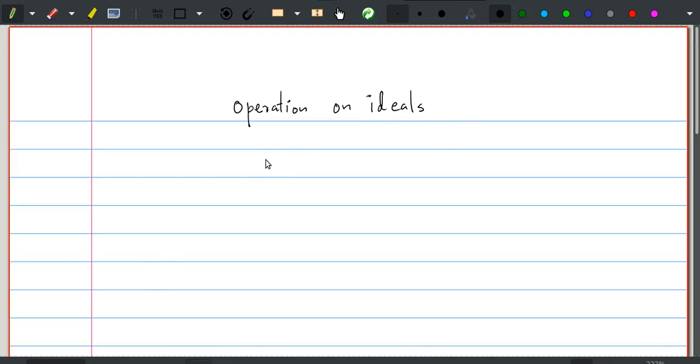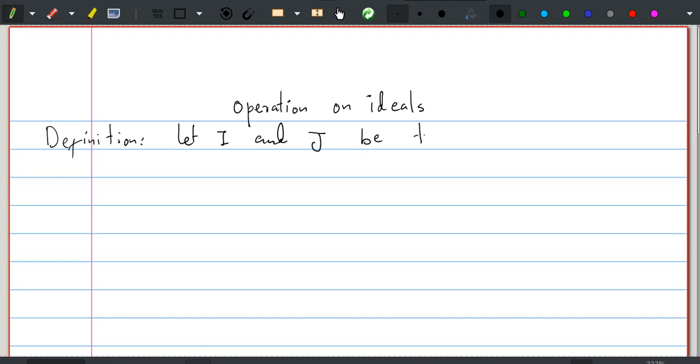I am Shanaz. In this lecture, we are going to study some operations on ideals. Let us first define what we mean by a sum of two ideals. So, this is the definition of the sum. Let us consider two ideals. Let I and J be two ideals in a ring A. So A is our ring.